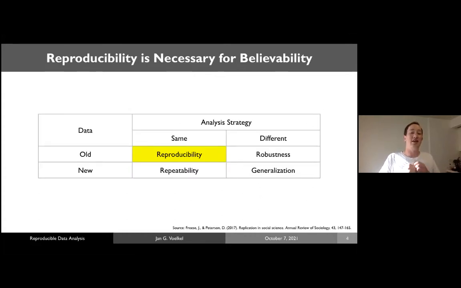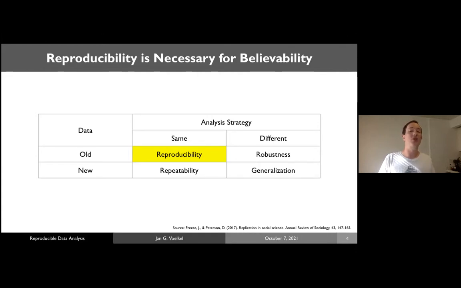And if we think about this, it's really a necessary condition for believability of scientific results. There has been this great theoretical work by Jeremy Fries and Peterson on what kind of different forms of replication there can be. And they use a scheme that has two dimensions. One is whether people use old or new data to try to replicate prior findings, and whether they use the same analysis strategy or a different analysis strategy. Using the same data as the original research team and the same analysis strategy as them, which I here use the term reproducibility for, they use verifiability. It's really the absolute minimum.